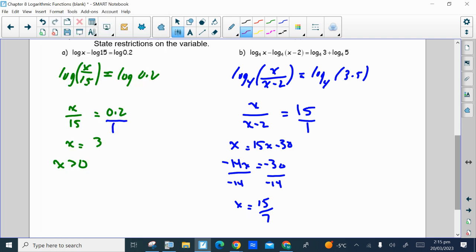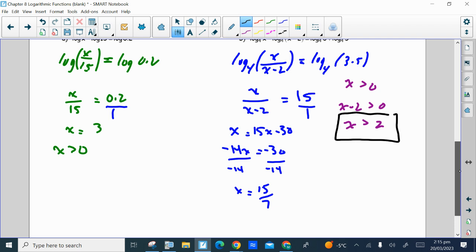Now, what about the restrictions? We have two arguments involving x. The first term on the left is just log base 4 of x, so x has to be greater than 0. The second term, the argument is x minus 2, which also must be greater than 0, or x has to be greater than 2. We need to choose the one that satisfies them both, which is x is greater than 2. And our answer of 15 over 7 is greater than 2. That's another reason why it works. It satisfies the equation.